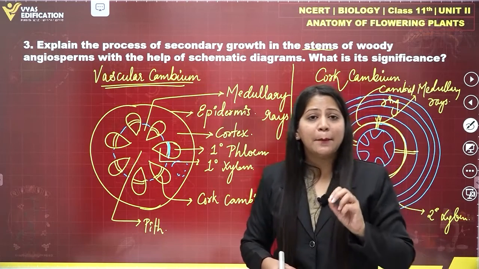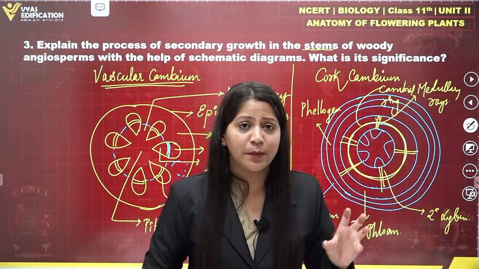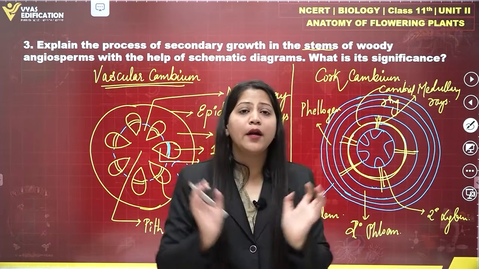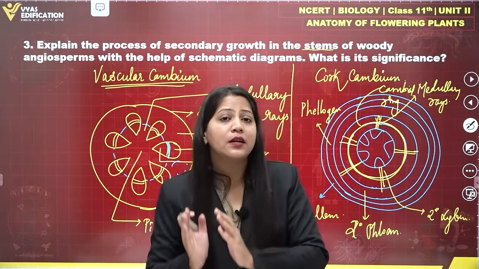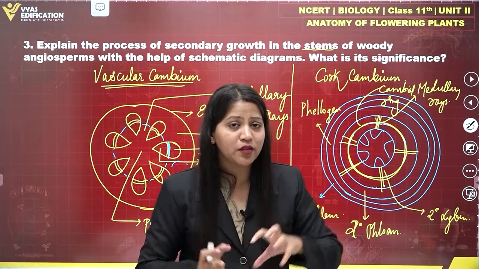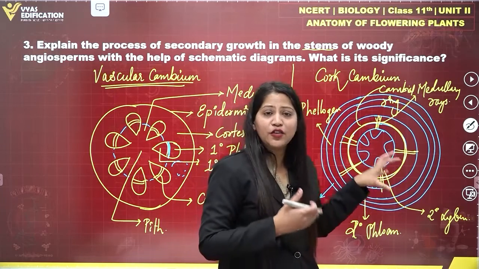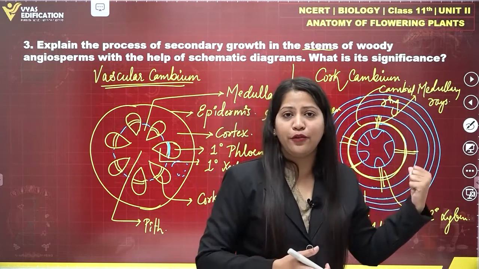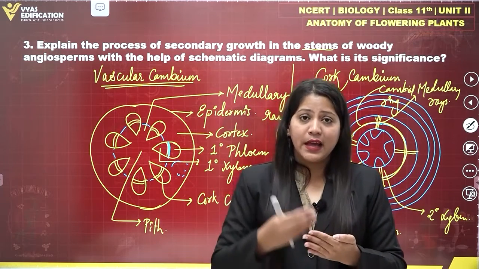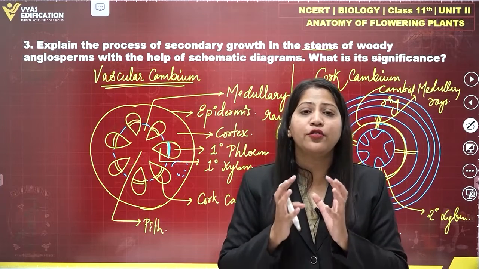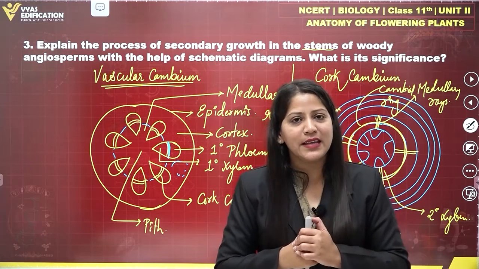Right? Now what happens in Cork Cambium? In this Cork Cambium, the cambial strips are going to form cork on the outer side, which is known as phellem, and secondary cortex on the inner side, which is known as phelloderm. So this is how the secondary growth in dicot stem takes place with the help of cork cambium. This cork cambium is going to produce secondary tissues in the stem with the help of forming of cork on the outer side and secondary cortex, which is also known as phelloderm, on the inner side.